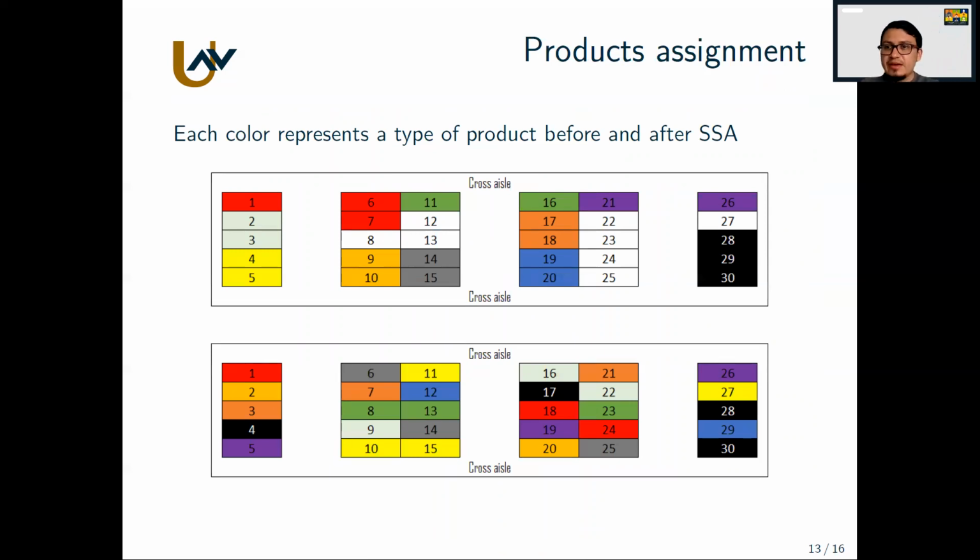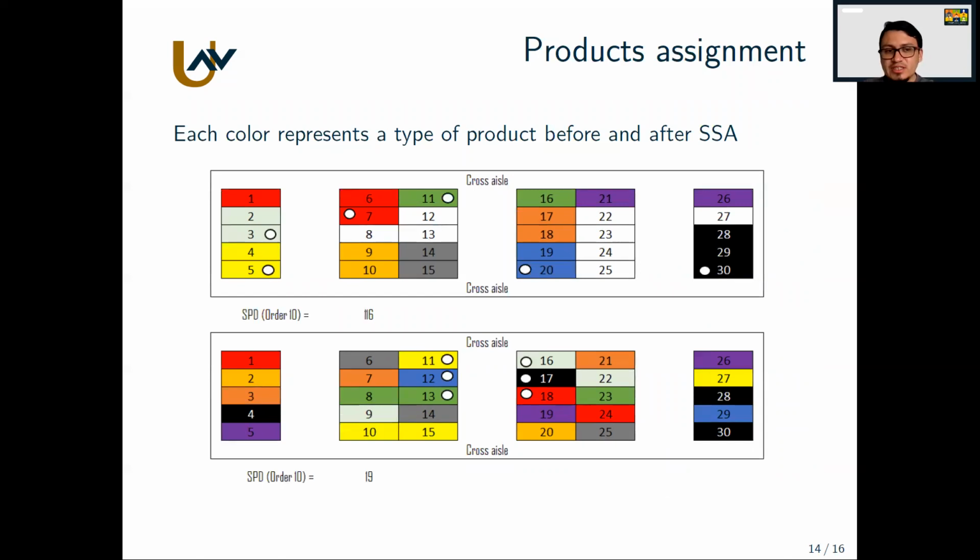If we want to see the results in more detail, suppose in this picture, in the first part, we have a traditional warehouse where the products of the same family are stored close by. For example, the yellow ones are together, the red ones are together, the blue ones are together, the white ones are together, and so on. In the second part, the products are allocated in a scattered way. Suppose the red one is in the first aisle, the second red one is in the second aisle, and the last red one is in the third aisle, and so on. That is the idea behind the scattered storage.